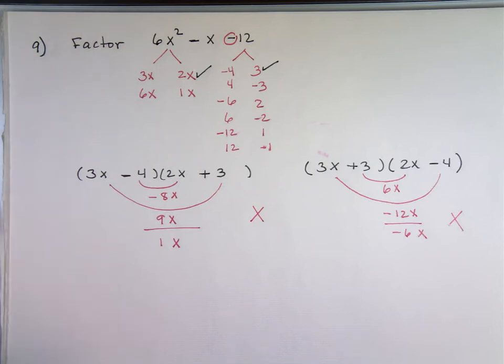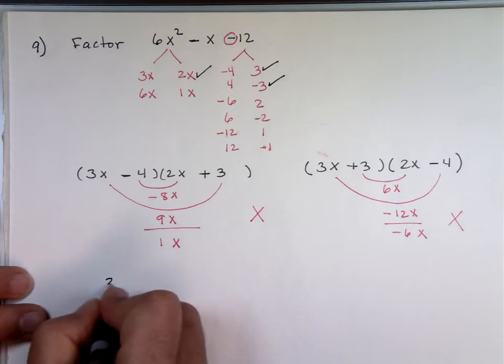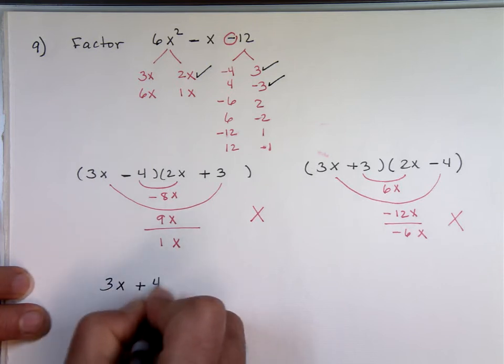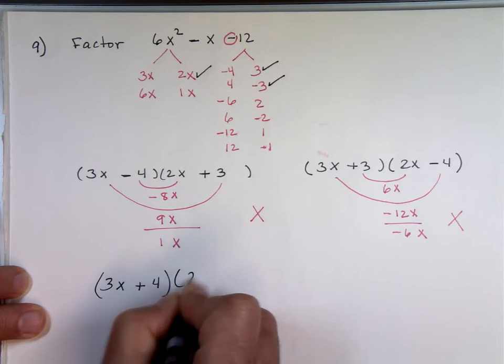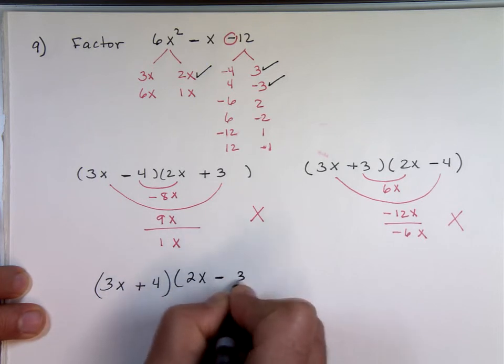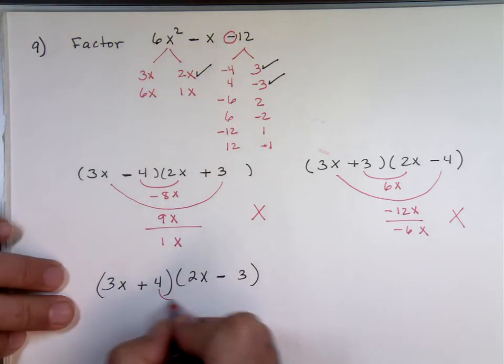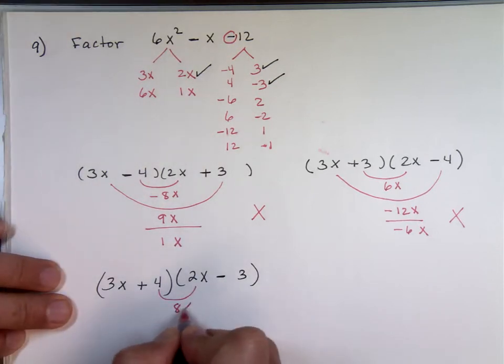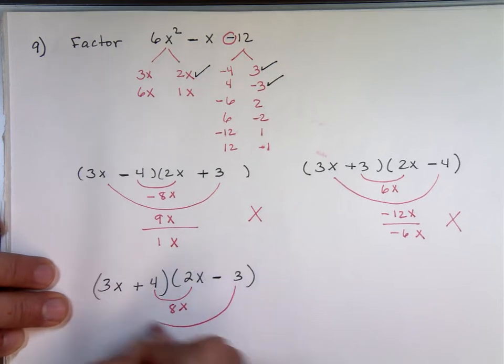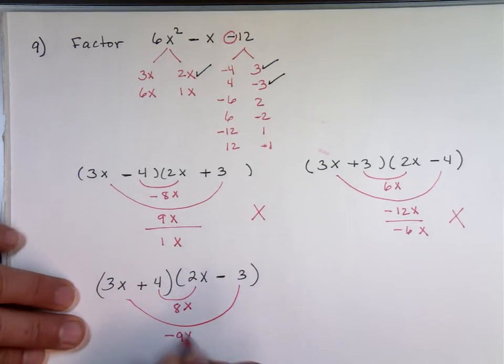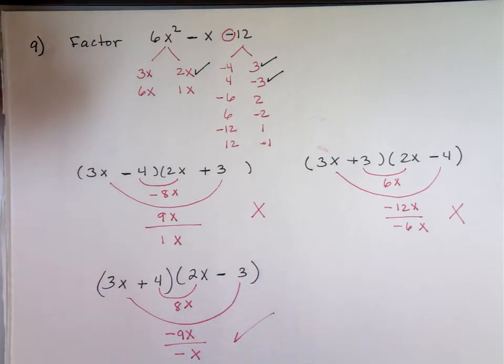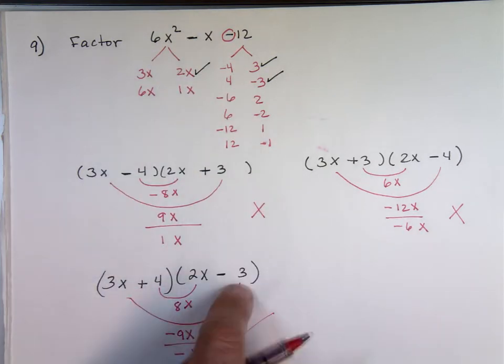Then let's try the 4 and the negative 3. How about 3x plus 4, 2x minus the 3. 8x minus 9x, the result is what? Minus 1x, and that's what you want it to be. So when you factor that, there's your factors right here.